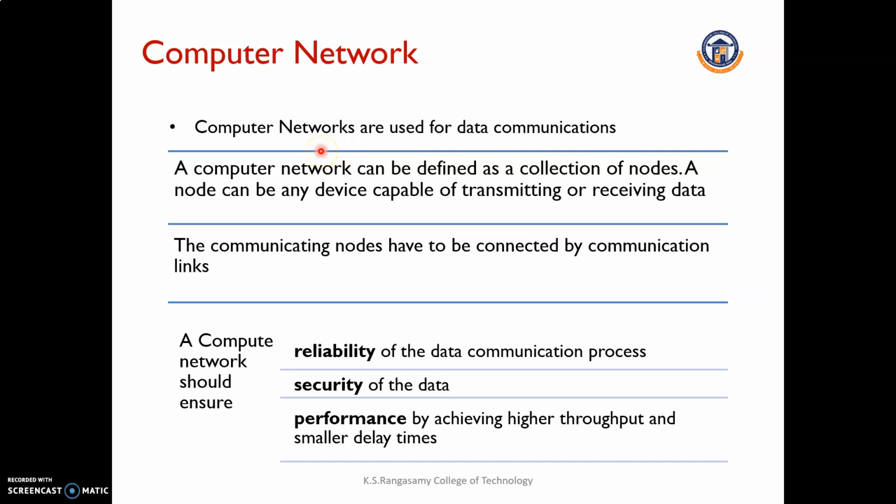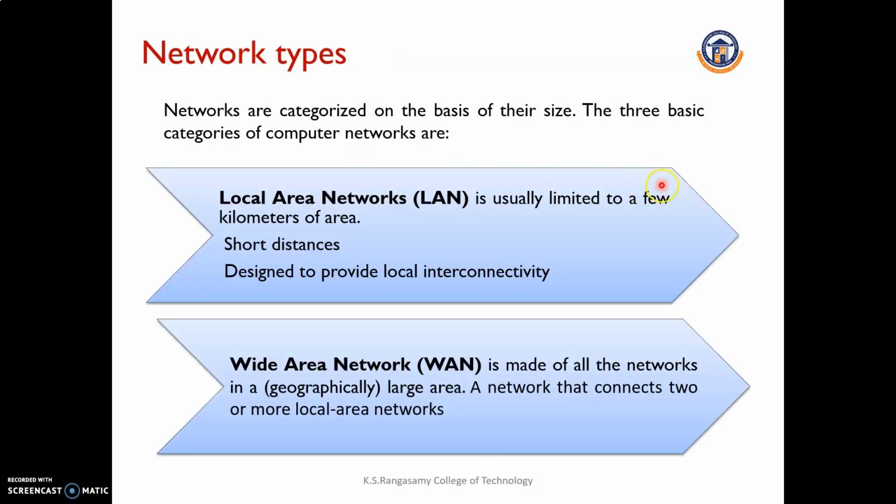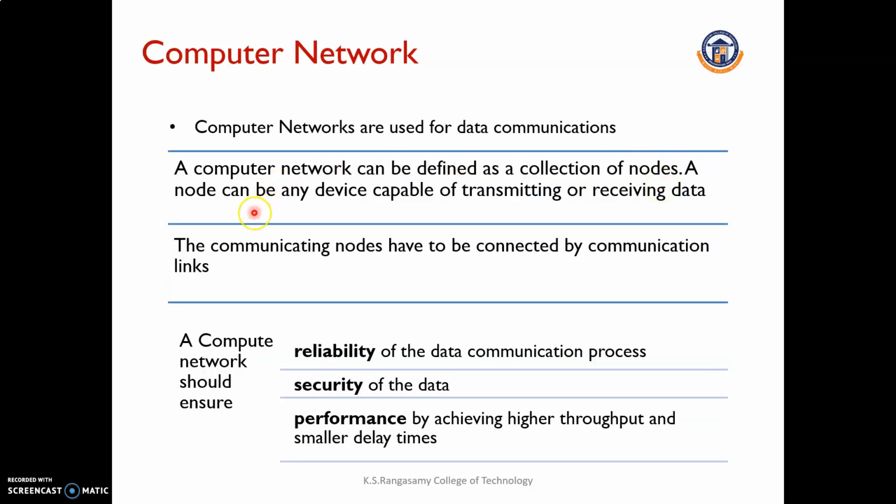Next is computer networks. Computer networks are used for data communication purposes. A computer network can be defined as a collection of nodes or devices. A node can be any device capable of transmitting or receiving data. The communicating nodes have to be connected by communication links.